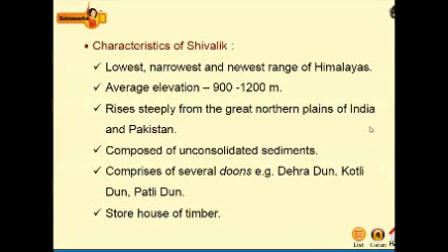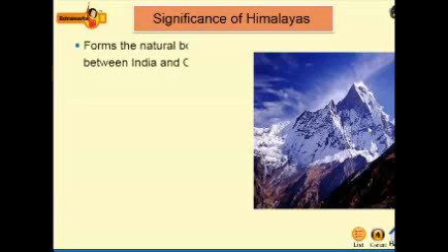It is the lowest, narrowest, and newest range of the Himalayas. Its average elevation is about 900 to 1,200 meters. It rises steeply from the great northern plains of India and Pakistan. It is composed of unconsolidated sediments, and it comprises several dunes. Examples: Dehra Dun, Kotli Dun, and Patli Dun. They are storehouses of timber.